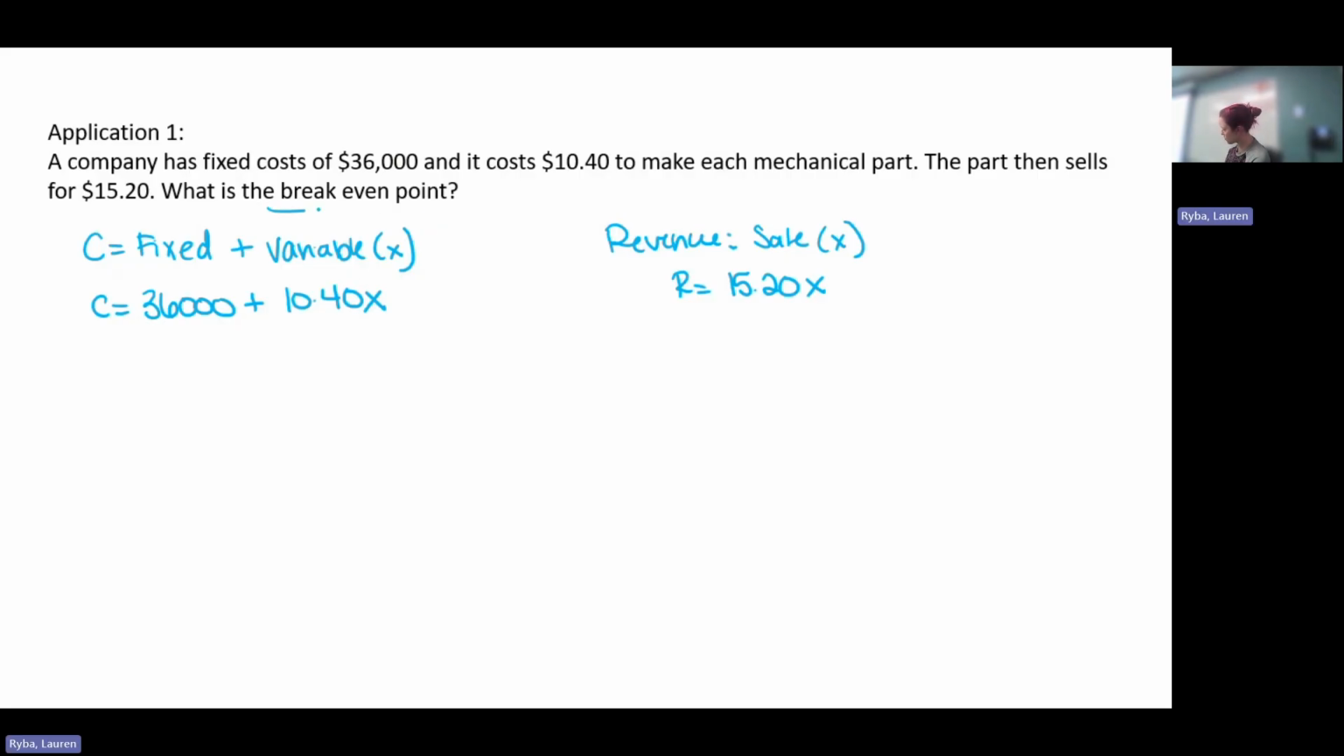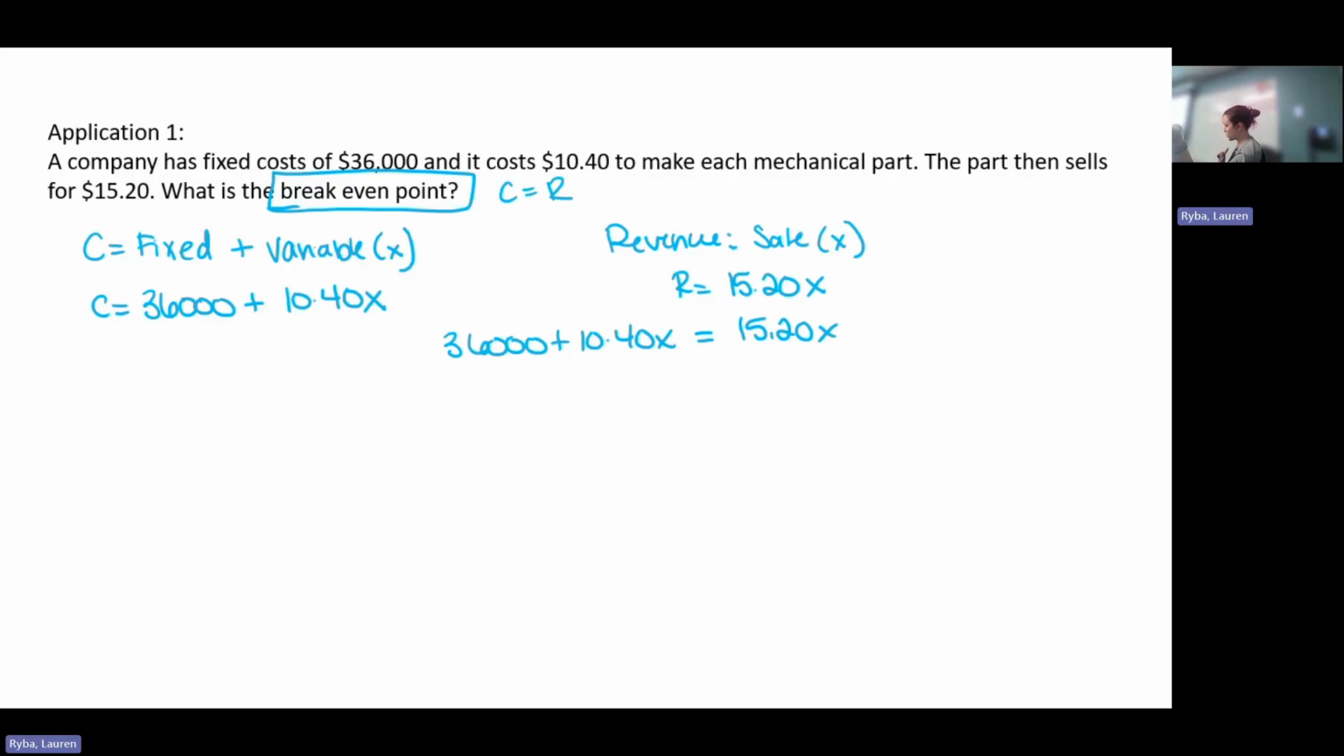Anytime they ask for a break-even point, they are asking for when does cost equal revenue. So your goal is to figure out how many items I need to both make and sell in order to break even. That's the middle point. If I make and sell less than that, I'm going to lose money. If I make and sell more than that, I will then earn money. So we can just set it up as 36,000 plus 10.40x equals 15.20x.